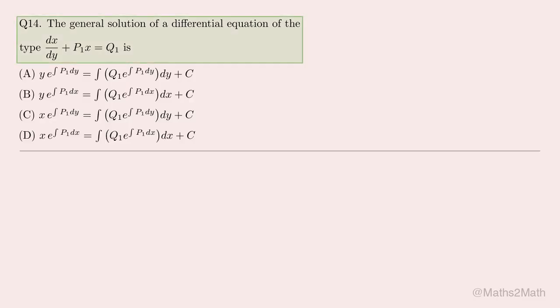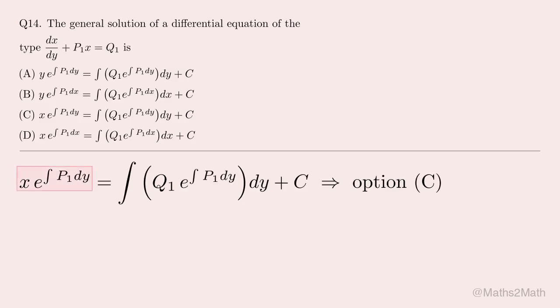Question 14, multiple choice. The linear formula with roles swapped. X is the dependent variable, y the independent. The solution multiplies x by the factor in y and integrates in y. Option C.